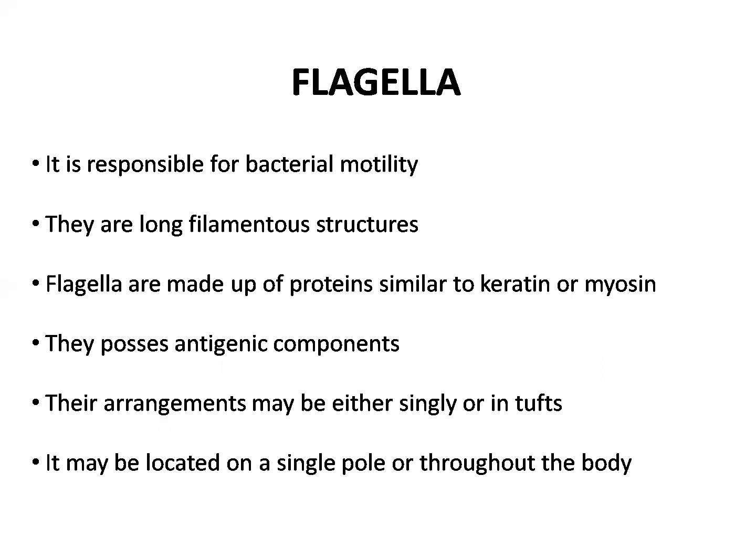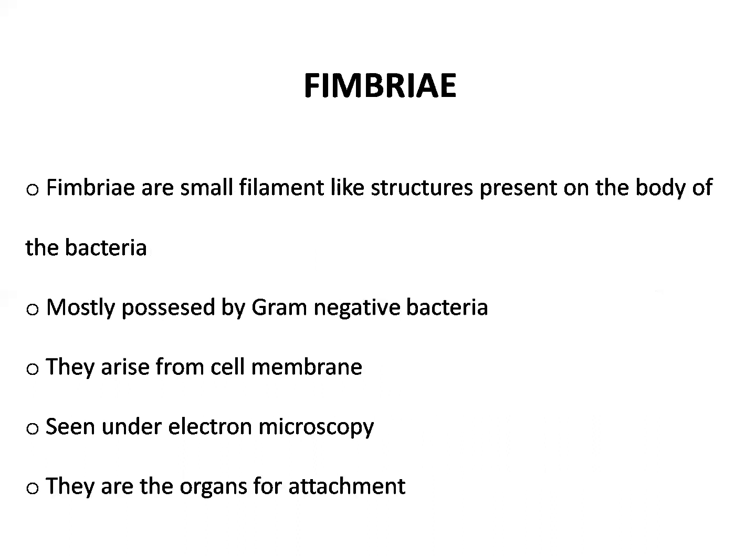These are long filamentous structures made up of proteins similar to keratin or myosin that possess antigenic components. I have told you previously that plasmids help in antigenicity of the bacterial cells. Flagella are another structure which helps in antigenicity. Antigenicity is nothing but the capability of the bacterial cell to produce a disease. Their arrangements may be either single or in tufts. It may be located either at a single pole or throughout the body, depending on the type of the bacteria.